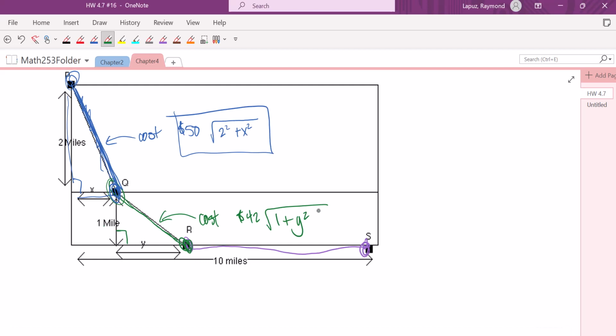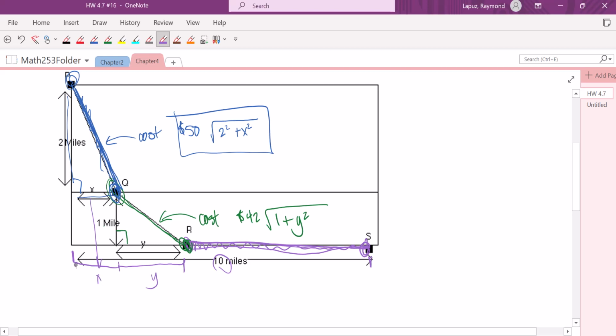And then finally, we want this part over here, which looks like just a horizontal line. The whole measurement from the beginning to end here is 10 miles. So we want to start off with 10 miles and take away a y and take away an x length. The cost for this one will be $40 per mile, and the measurement is 10 minus y minus x.